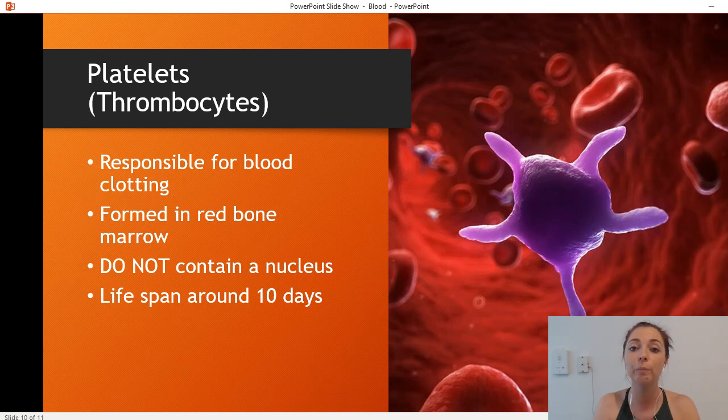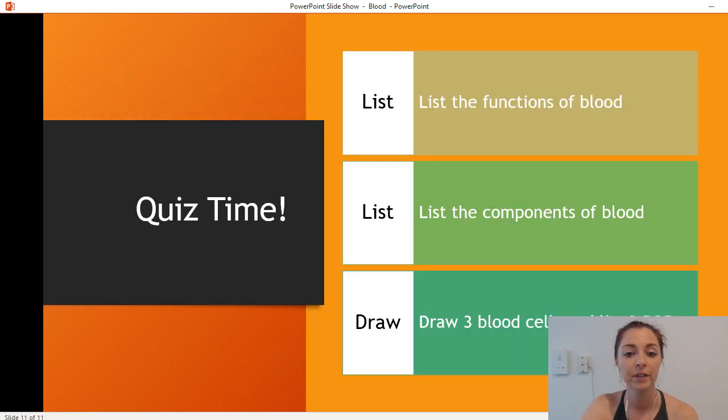And that's what prevents blood loss. So the function of platelets or thrombocytes is to stop bleeding by clotting the blood, okay? Which in turn prevents blood loss. They are formed in the red bone marrow also, and they do not contain a nucleus, and they're only floating about for about 10 days.